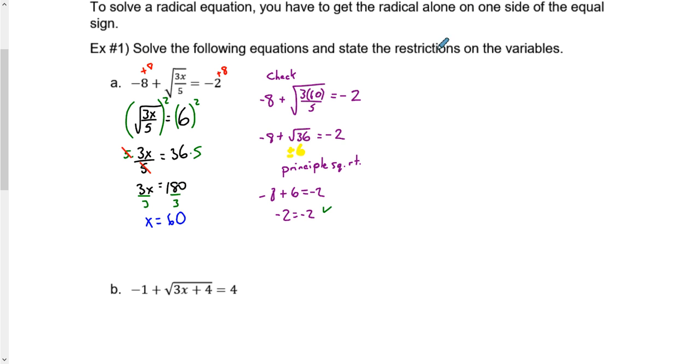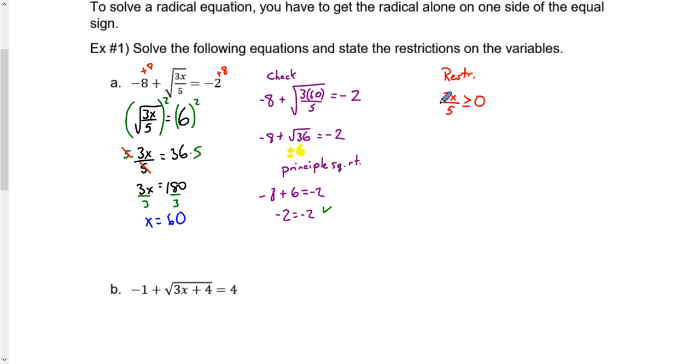Let's talk about our restrictions. Well, we have to think about what kind of numbers we are able to take the square root of. We can take the square root of positive numbers, and we can take the square root of 0. But we cannot take the square root of negative numbers, which means our restrictions, sorry, we don't need that square root, but all we need to worry about is what's underneath the square root, the radicand. We just have to say that it has to be greater than or equal to 0.